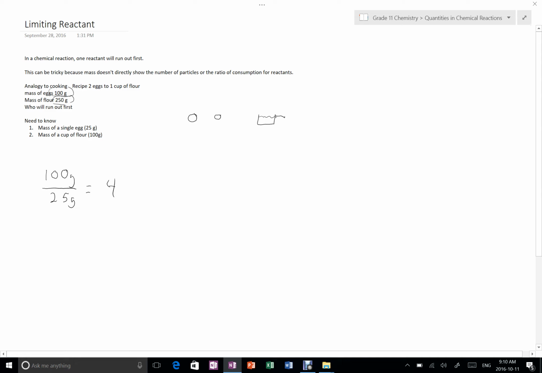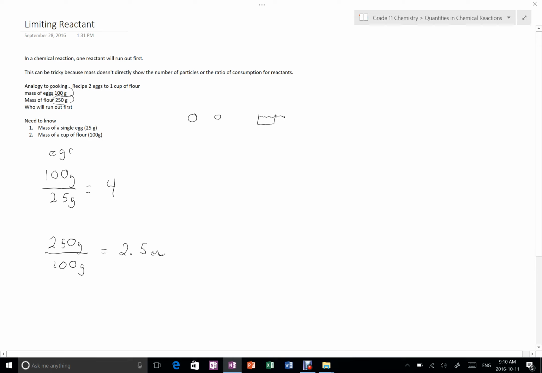Similarly, if I have 250 grams of flour, if I want to know how many cups I have, I need to know the mass of an individual cup of flour. Now here I've written it's 100 grams. That's not accurate. I'm just making up numbers to make the numbers work out the way that I want them to. But for the sake of this discussion, for the size of cup we have, 1 cup of flour is 100 grams. So if I have 250 grams total, and each cup weighs 100 grams, that means I have enough to have 2.5 cups of flour.